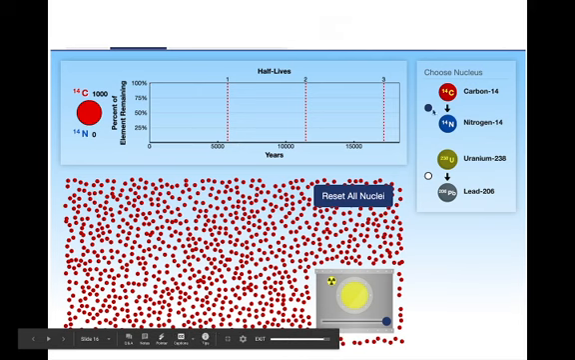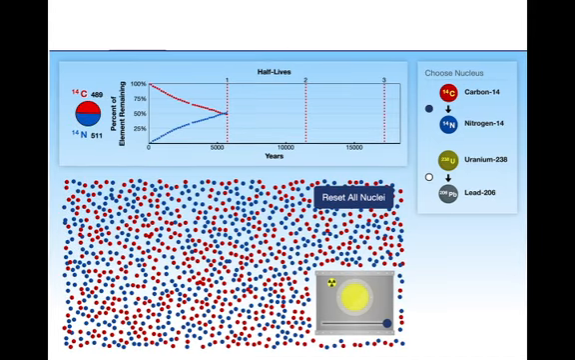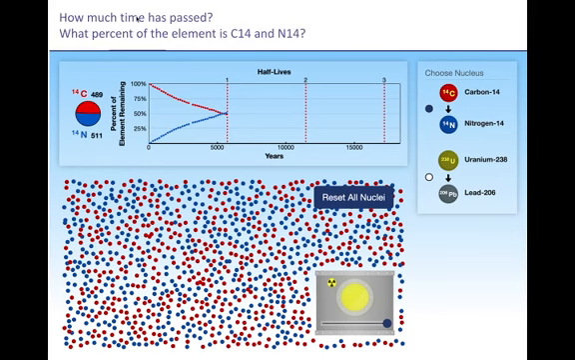So we just talked about carbon-14. You begin in terms of time at 0. When the organism dies, it starts out at 0 years. Next, this is the first half-life. How much time has passed, and what percent of the element is carbon-14 and what percent is nitrogen-14? Take a minute, pause my video, and answer that question for yourself.